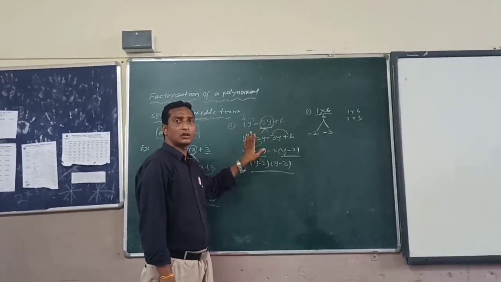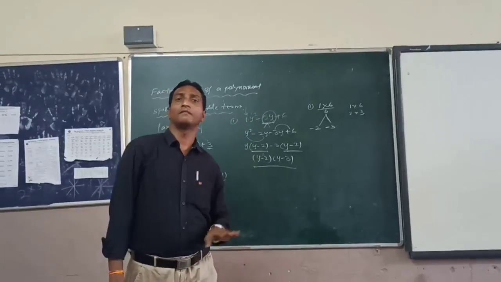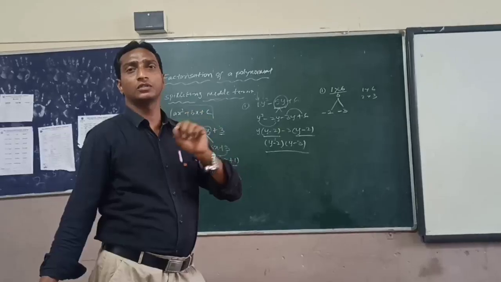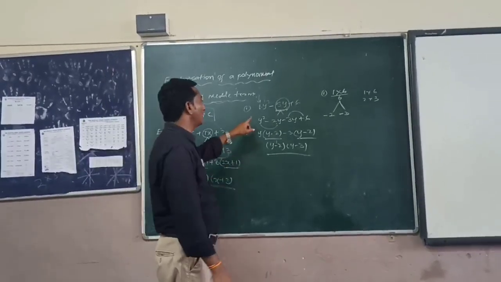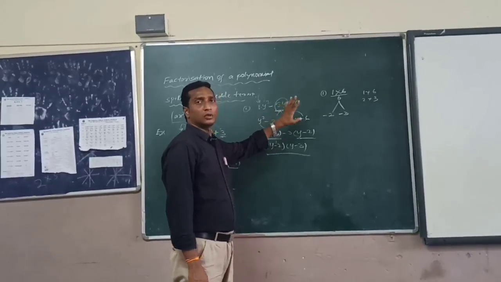Okay. So this is called the process of splitting the middle term for factorization of a polynomial. By using the splitting of the middle term, we find the factors of any given polynomial. This process is applicable for cubic polynomials.